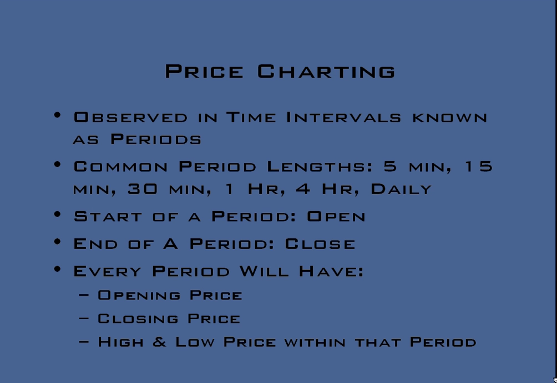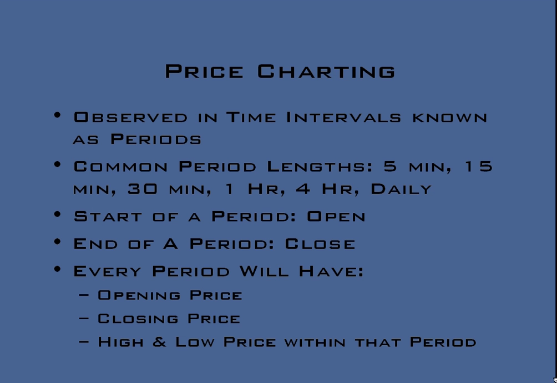As you can see on the screen here, there's a number of different common period lengths that you can use. There's 5-minute charts, 15, 30-minute charts, and then there's also 1 hour and 4 hour. And then on the longer term periods, there's going to be daily charts, and even weekly and monthly charts that you can observe. The different time periods enable you to track price over different time scales, obviously.